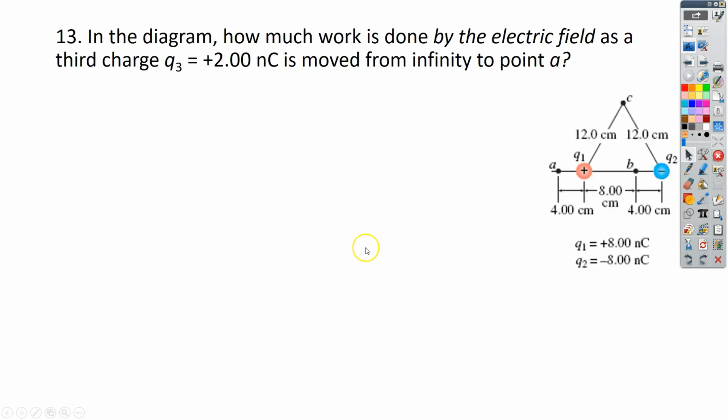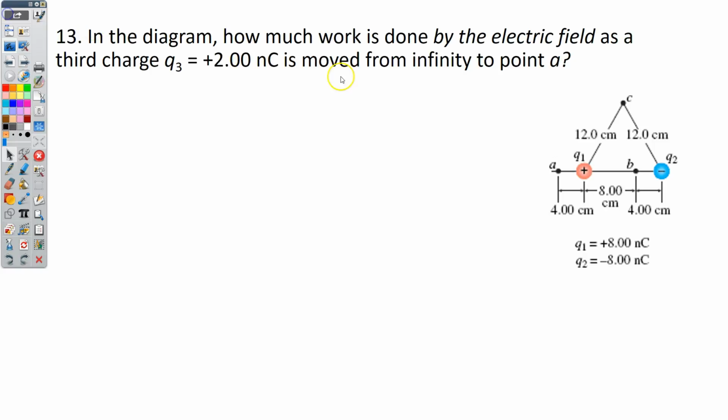For the next problem, this is number 13. We have in the diagram, they want to know how much work is done by the electric field as a third charge, and so we'll call that third charge Q3, is moved from infinity to point A. So we're going to move this positive 2 nanocoulomb charge to point A from infinity. So when we do that, we want to compute the work done by the electric field.